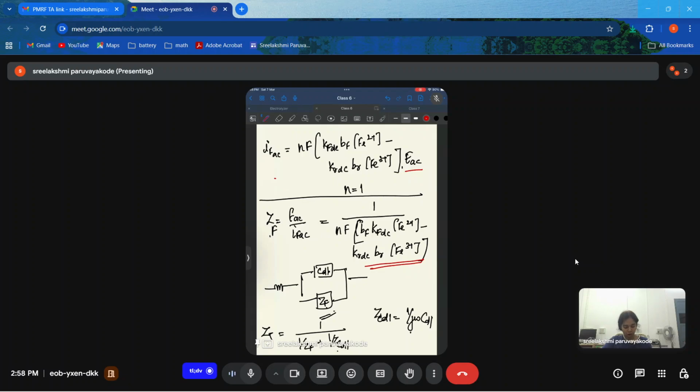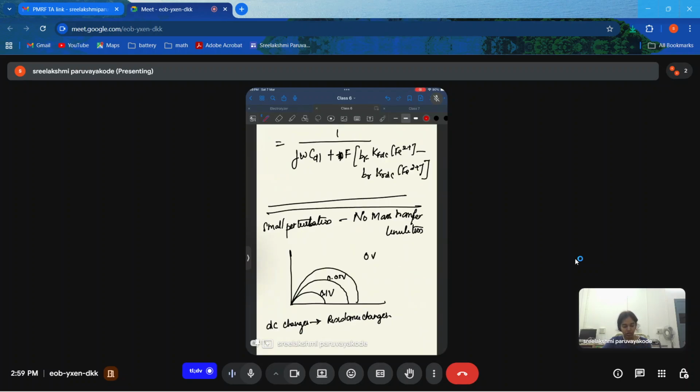Now we need to find out the total impedance. We have to also accommodate for the impedance due to the double layer capacitance, and that is 1 by j omega CDL. So both are in parallel, due to the Faraday reaction and because of double layer capacitance. We take the reciprocal, and we rearrange it. We get something like this.